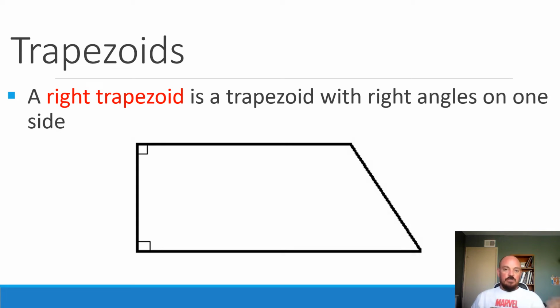But if you look at the picture on the screen right now, this is what we call a right trapezoid. It is a trapezoid. In fact, I should have marked this, but let's add our little parallel arrows here so you know it's a trapezoid. So the top and bottom are parallel. We have right angles on one side over here from your perspective, but then the other side has some sort of angled side. It's not a right angle. That's what we call a right trapezoid.